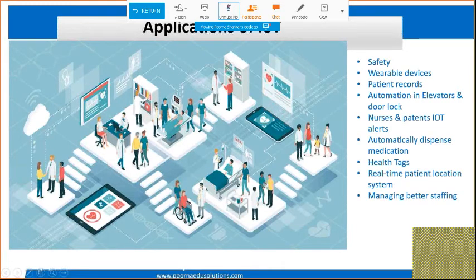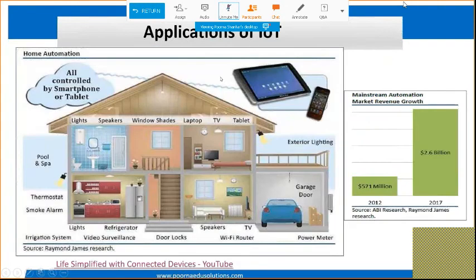The health tags, the tags which have the patient history and the location of the patient, are for managing the data and staffing. So this is another major application of IoT where the healthcare industry is using it.